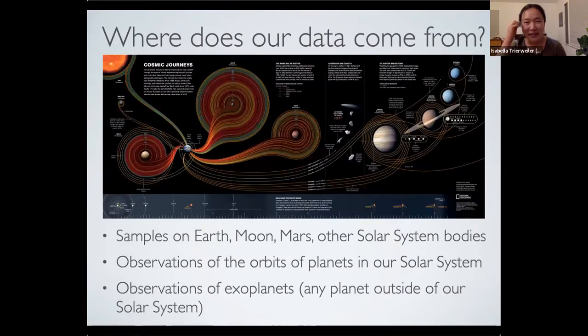So I wanted to start just by talking about some of the ways that we start to learn about planets. As I mentioned, we interact with planets on a few different scales, so our data reflects that. We have data about planets on lots of different scales.